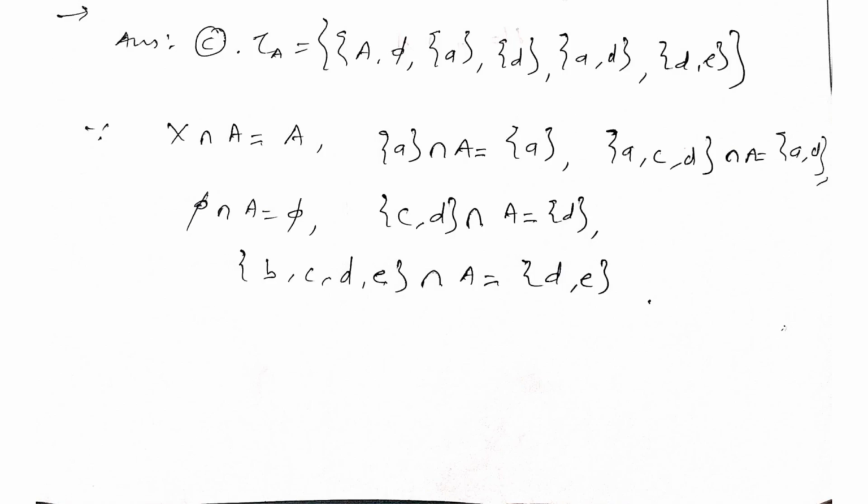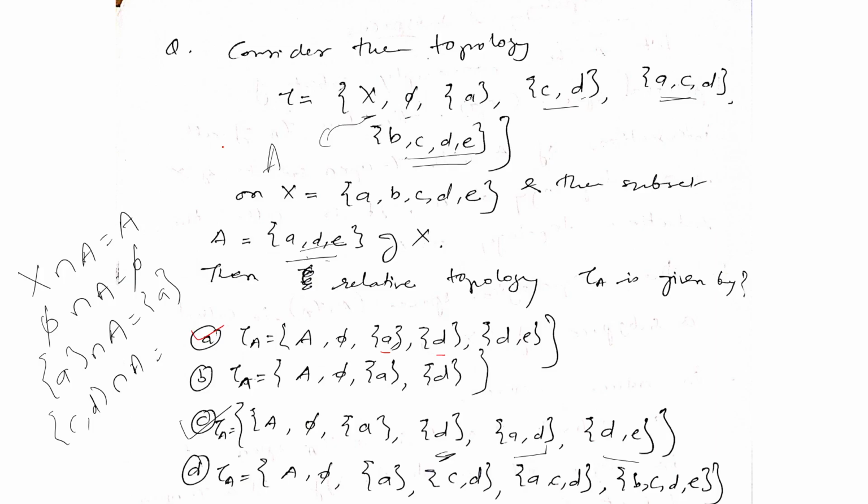That is tau A is equal to this set. Ma'am, please explain once more. What happened? Please explain one more time, ma'am. Yeah, I'm explaining. So see, what you have been given is this topology tau. It consists of these sets, right? So these sets will be open in tau. Fine. Now this topology is defined on X, that is the set of A, B, C, D, E. Now you have been given a subset A, that is ADE, of X.